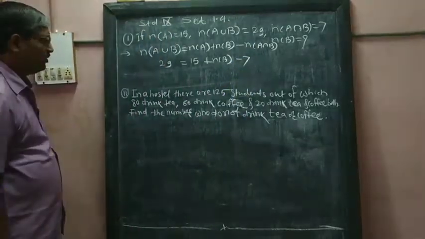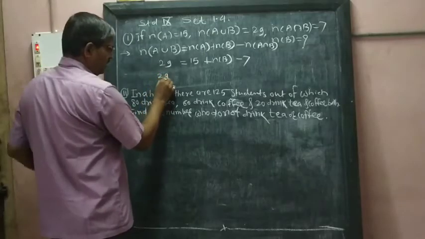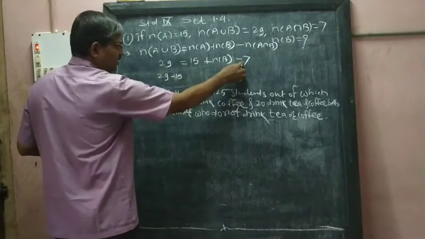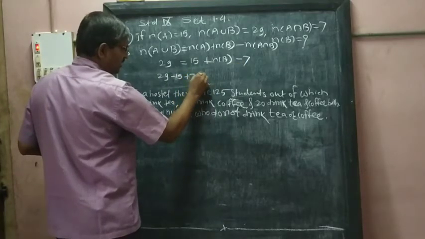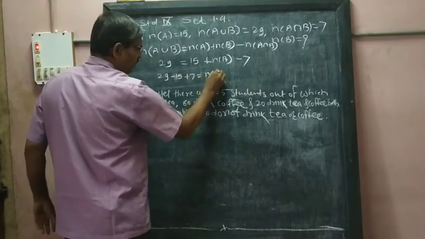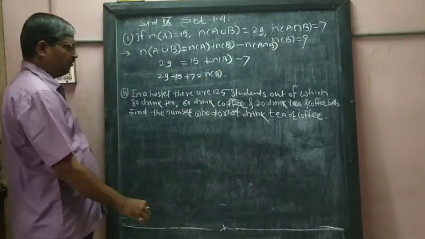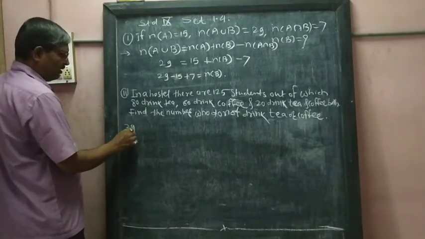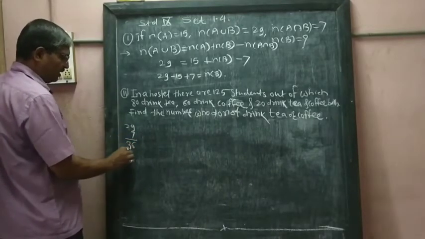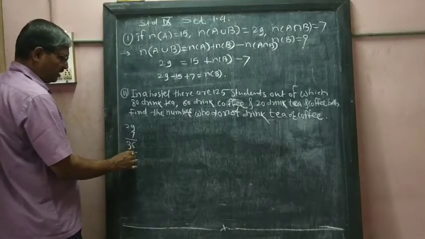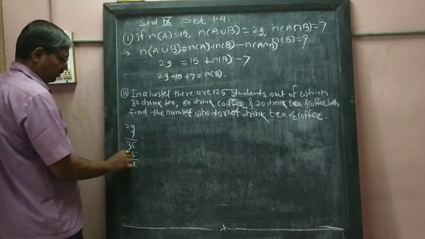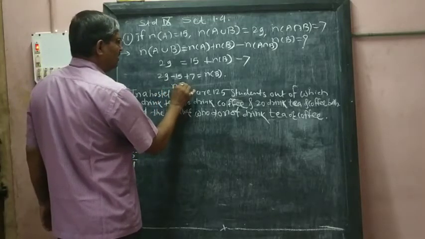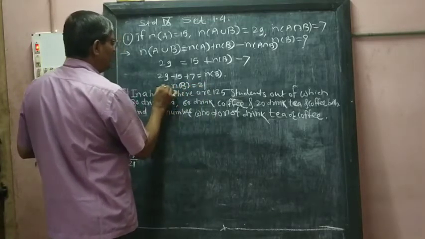Am I right? So 29 is equal to, here directly I will take 15, this minus 7, it becomes plus, is equal to the number of elements in set B. So you calculate 29 plus 7, 36, minus 15 is 21. So the number of elements in set B is equal to 21.